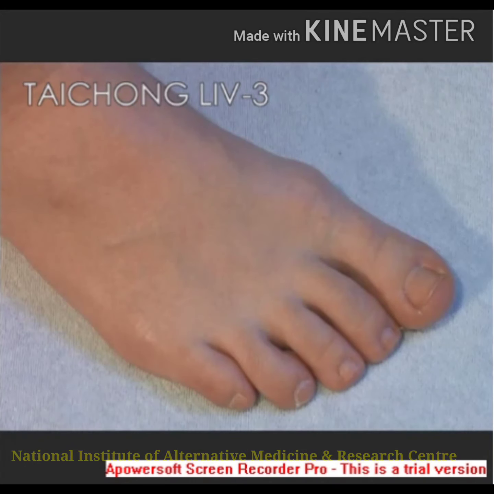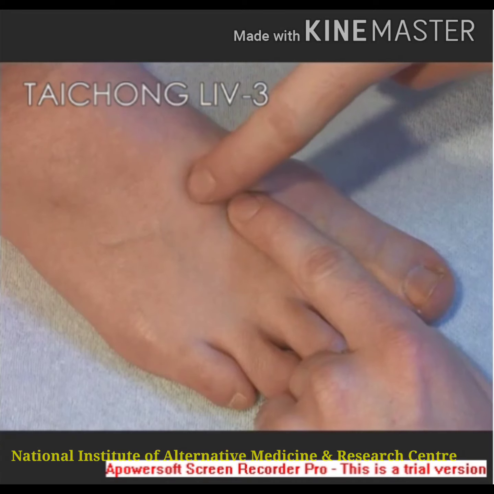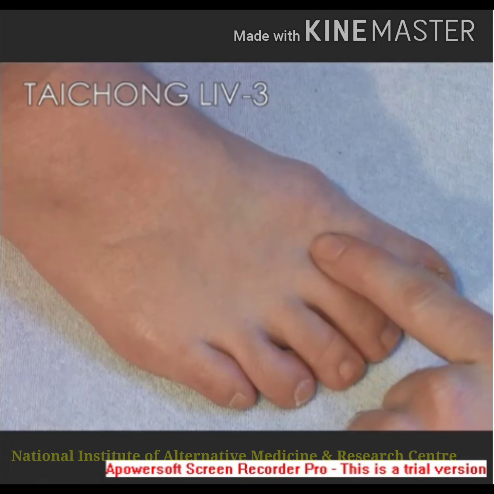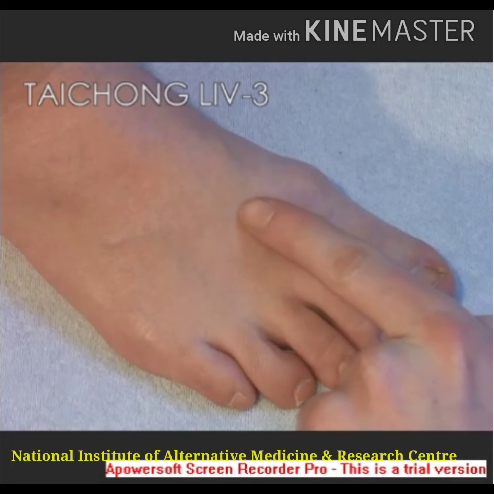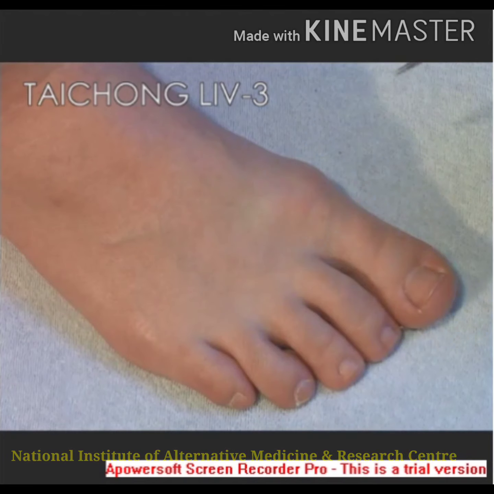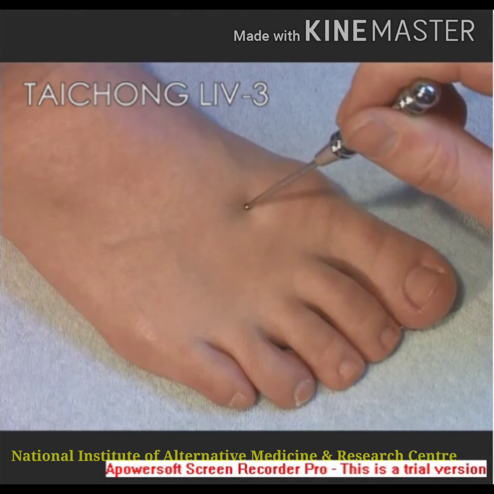Tai Chong, Liver 3, is located on the dorsum of the foot in the hollow distal to the junction of the first and second metatarsal bones. Run a finger from Xing Jian, Liver 2, along the interspace between the first and second metatarsal bones towards the ankle, into the pronounced depression before the junction of the bases of the first and second metatarsals. Needle in the direction of Yongquan, Kidney 1, 0.5 to 1.5 cun.